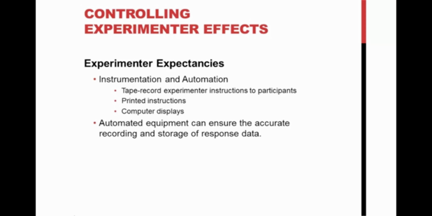Another way that's a little bit more high-tech to control your experimenter expectancy effects is to use technology. Originally, they would suggest that you tape record instructions to have them played to participants. Now, of course, we would say you probably want to have the procedures up on a computer or have a computer video or something prompt participants. That way you know that they're hearing the instructions in the same manner.